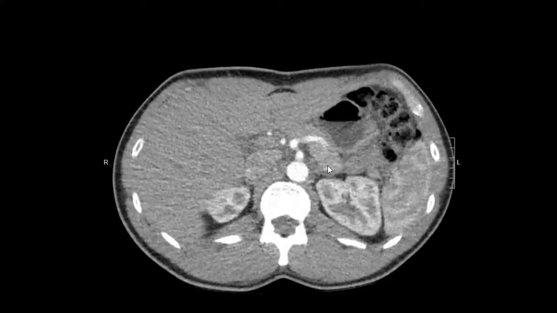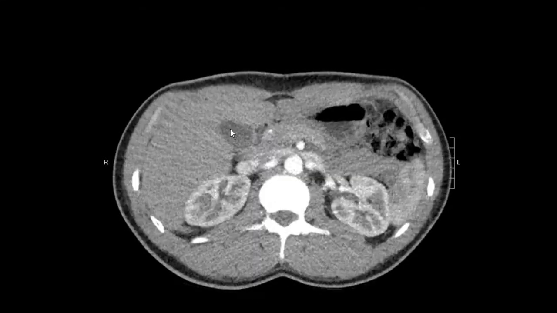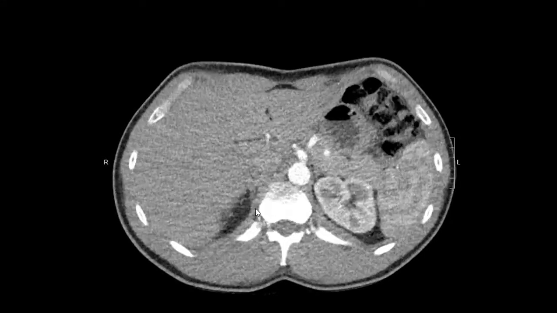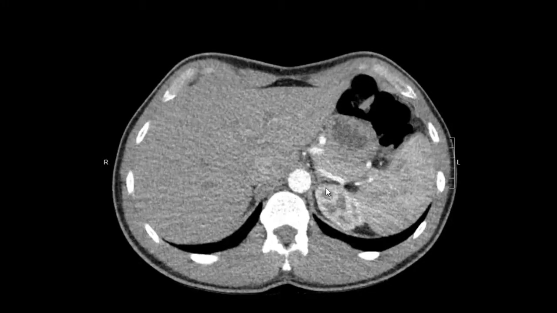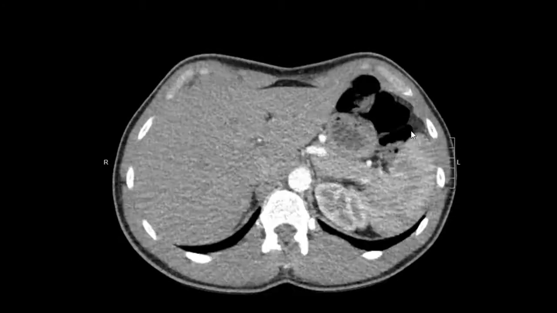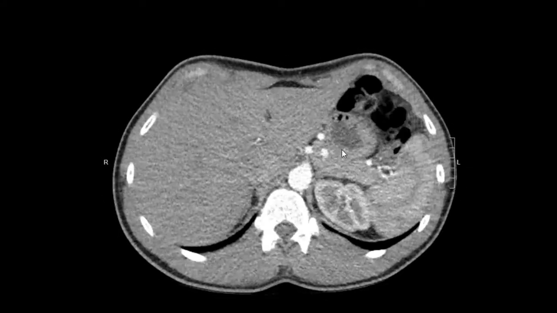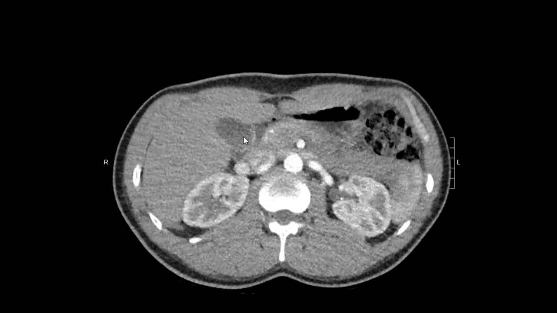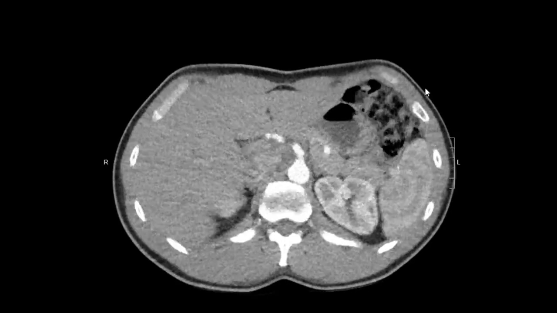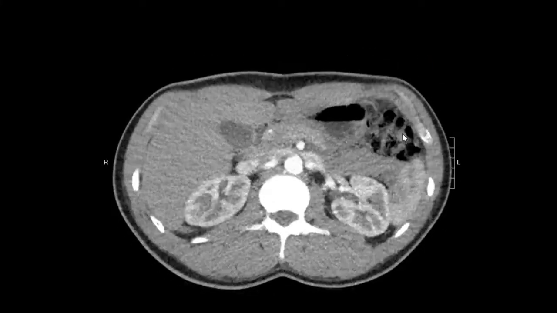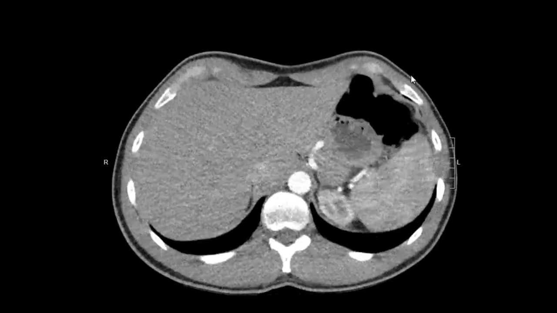Look at the pancreas. That's normal. Look at the gallbladder. Look at the adrenal glands. These appear normal. And then look at the kidneys, and they both appear normal. And then I'll look at the gastroesophageal junction and the stomach, and for any bowel that I can see. And lastly, the vasculature down here also looks normal.